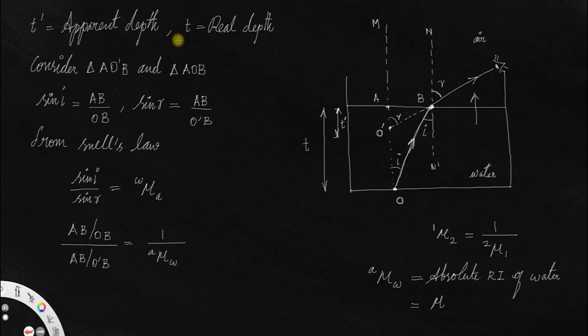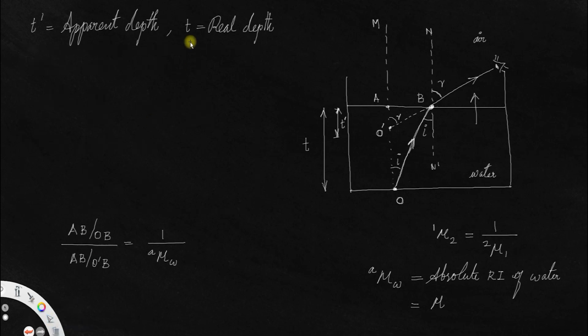Now, simplifying this, we have AB by OB into, I can take the reciprocal and multiply, O dash B by AB, will be 1 by, instead of this, I can write mu, since it is the absolute refractive index. Cancel this, so that O dash B by OB will be 1 by mu. Call this equation number 1.